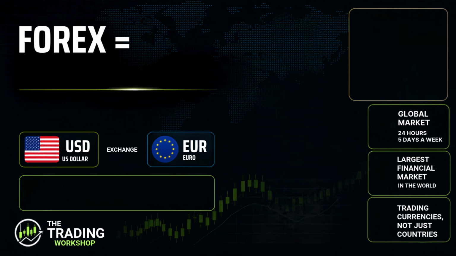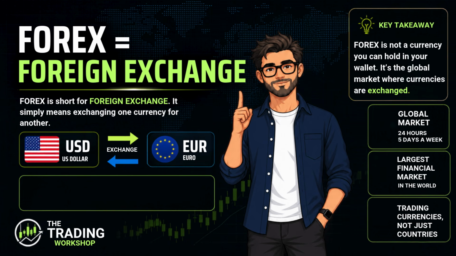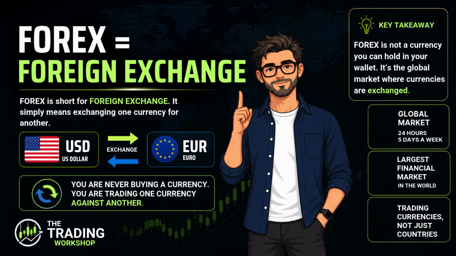So, what exactly is Forex? Forex is simply short for foreign exchange. At its most basic level, it means exchanging one currency for another. For example, you might exchange US dollars for euros. But when we talk about Forex trading, we're not simply buying a currency to put in our wallet. We're trading one currency against another based on how their relative values change. And this takes place in a huge global market, operating around the clock during the working week. That basic idea, one currency against another, is the foundation of Forex.